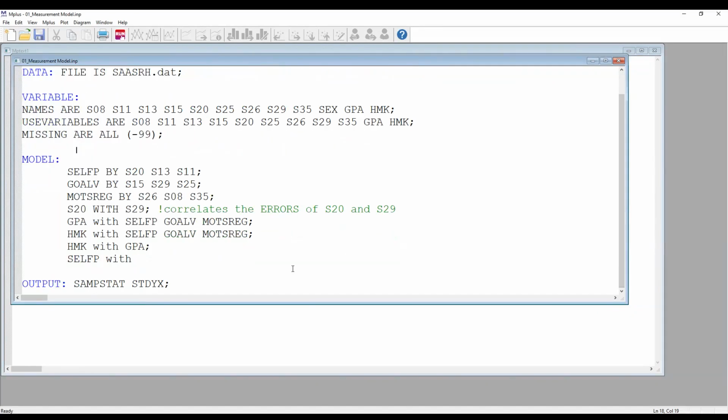So self-perceptions with, oops. Uh-oh. Why does it look so weird? Well, we'll see what happens. With goal valuation. Not G. Valuation. Okay. Whoops. And let's see. Did I get them all? Did I miss any? I mean, technically, again, they're all exogenous, so I'm going to get them all anyway, but I'm just trying to be thorough here.